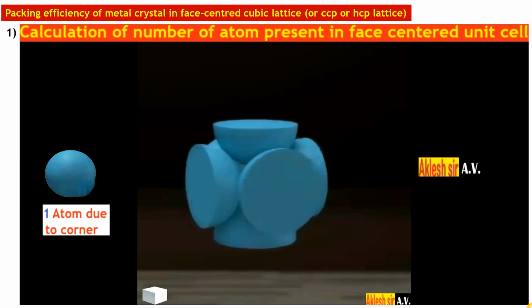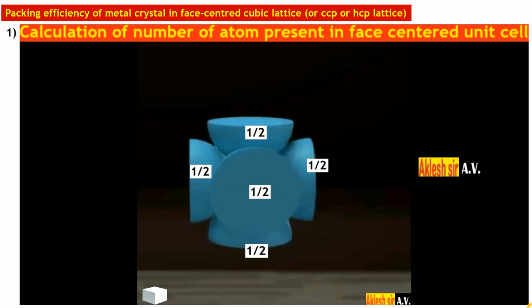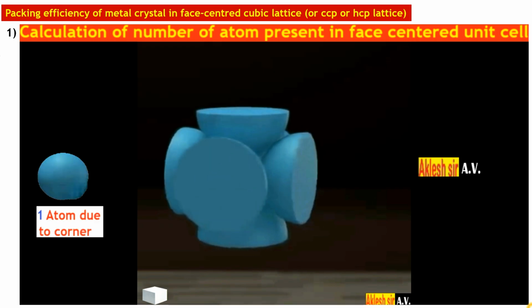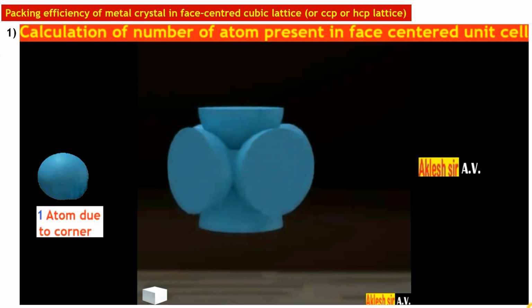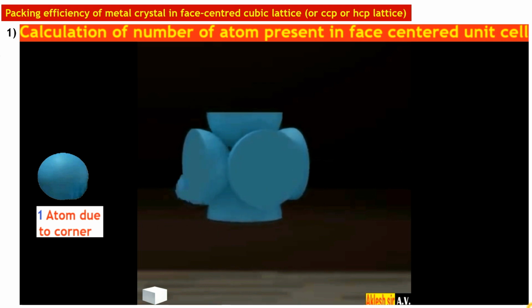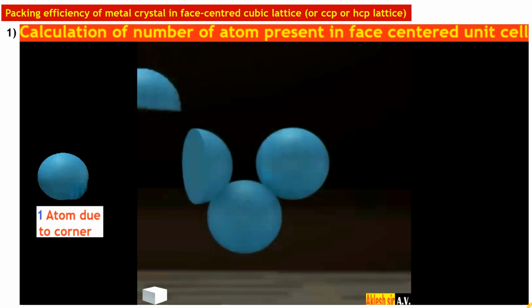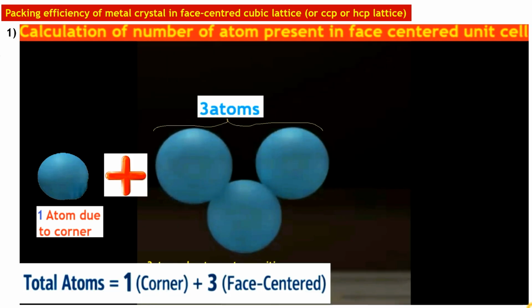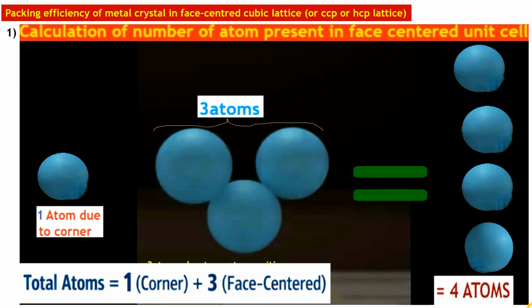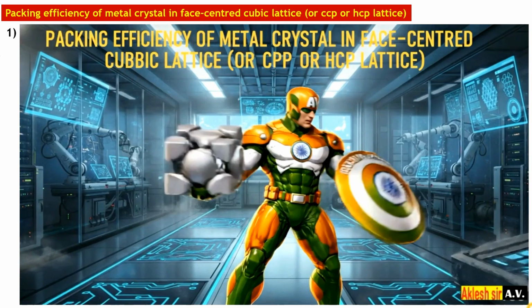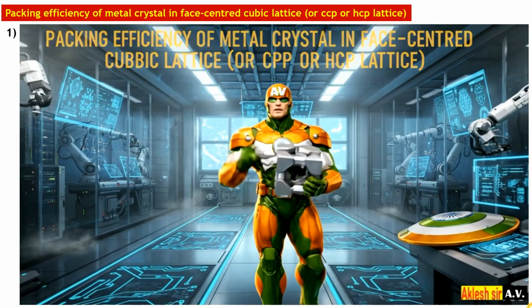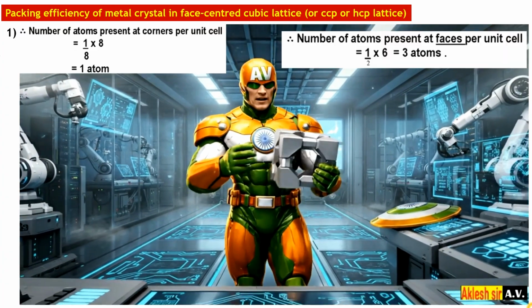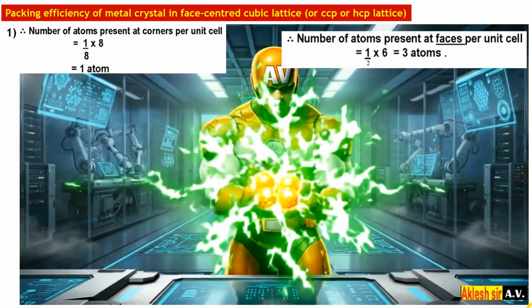Each face of the unit cell contains an atom which contributes 1/2 to 1 unit cell. So when all 6 half atoms of the unit cell are joined we get 3 atoms. So total atoms is equal to 1 atom due to corners and 3 atoms due to face centers. Total atoms contributed by the face-centered unit cell equals 4. The face-centered unit cell contributes a total of 4 particles, 1 particle due to corners, and 3 particles due to faces of the unit cell.